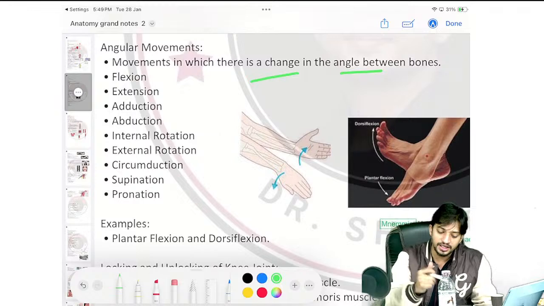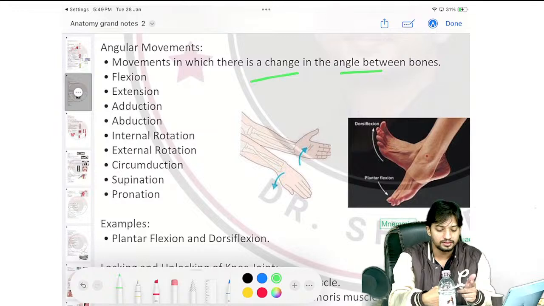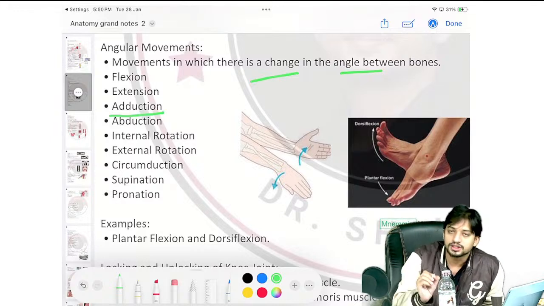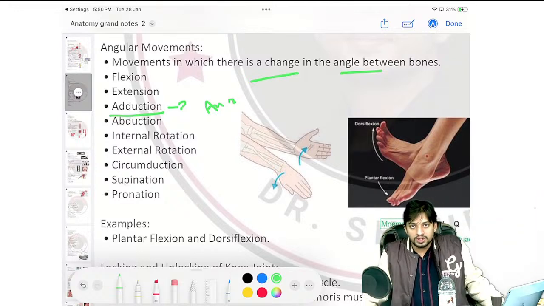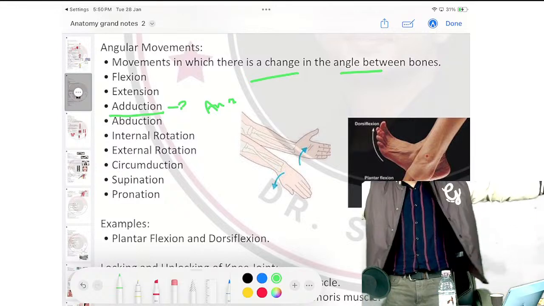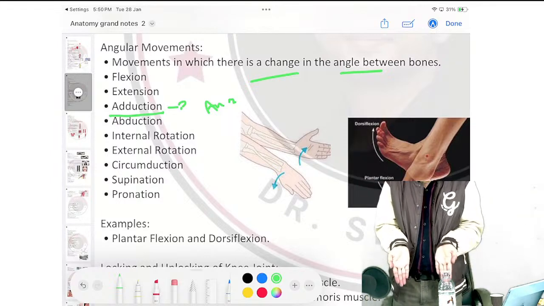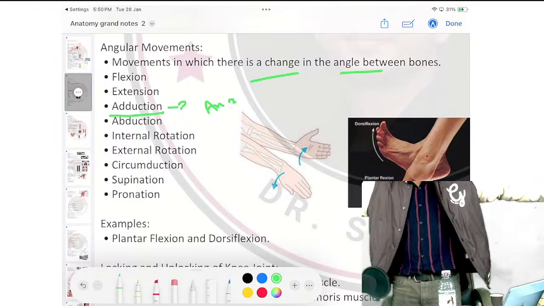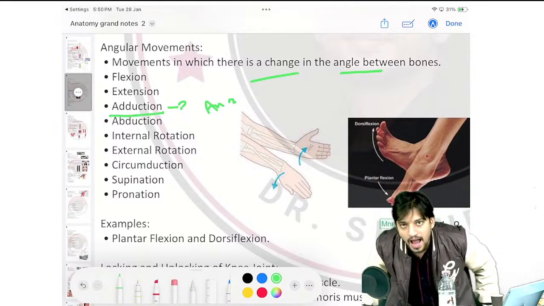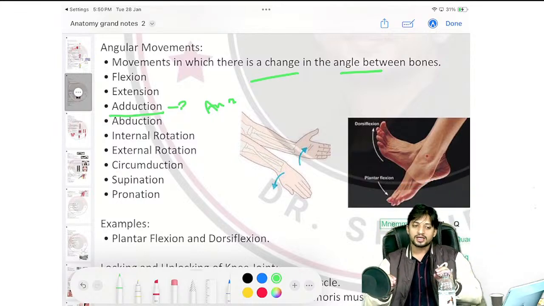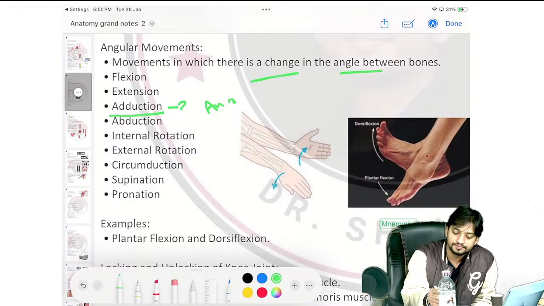Adduction, A for ADD. Adduction has add in it. Just have a look guys. In adduction you will see anything coming closer to the midline. See here, I am adducting my forearm, right? Adducting the thumb, bringing it close to the midline. Anything brought close to the midline is adduction. What is abduction? Just like subtraction, taking anything away from the midline will be abduction, right guys?